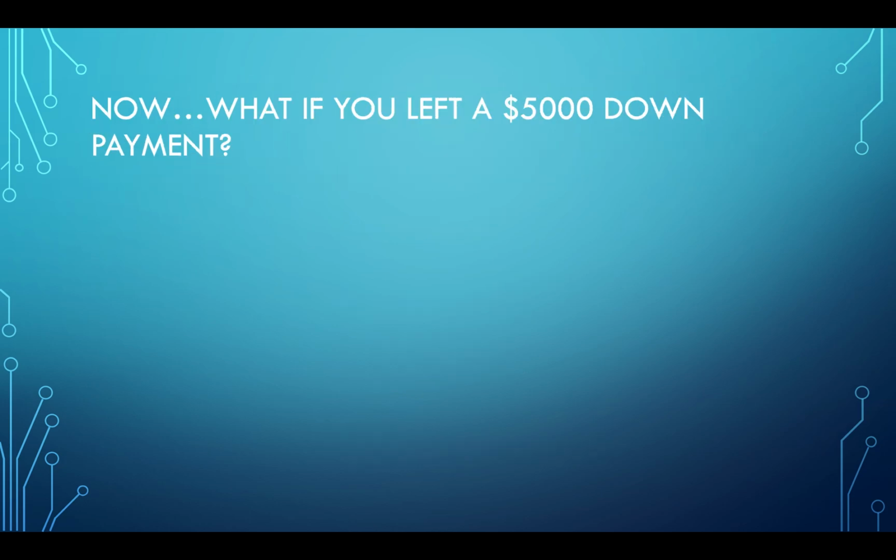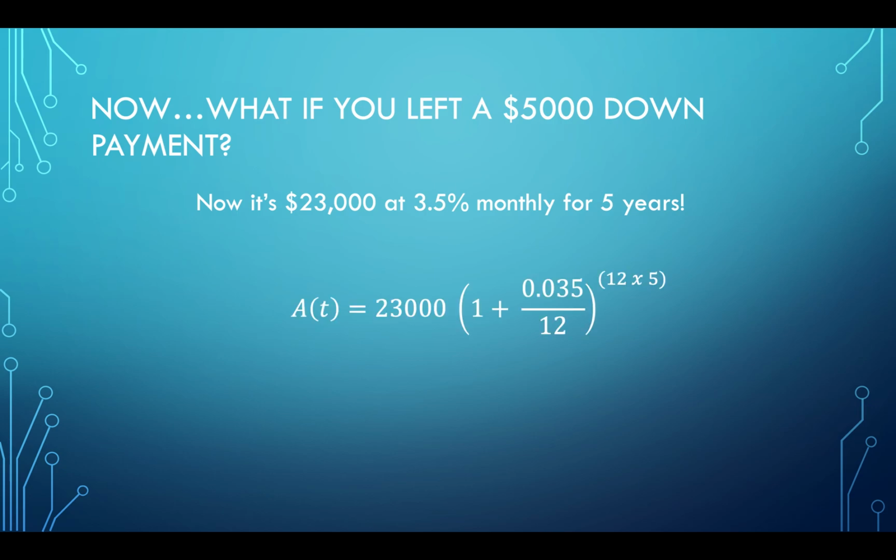So now what would happen if you put a $5,000 down payment? So now your initial amount that you're asking for is $23,000, and it's going to be at 3.5% monthly for 5 years. So, principal is $23,000. We're going to convert our 3.5% to a decimal, and it's still 12 compounds, and it's going to be for 5 years now instead of 6.